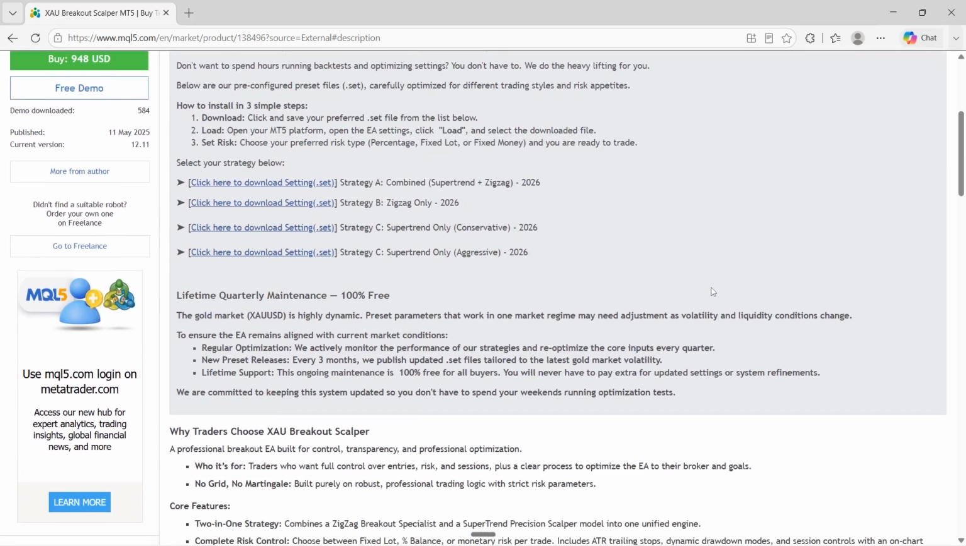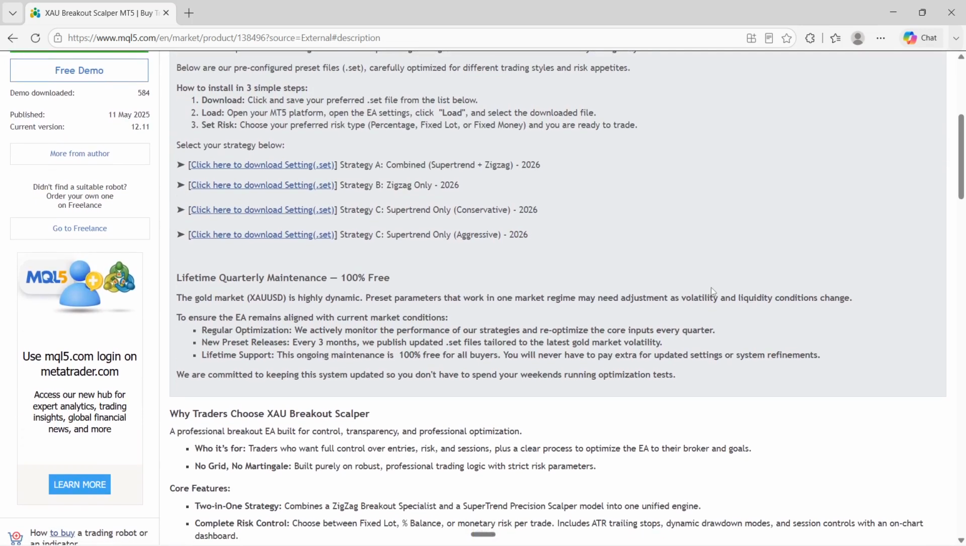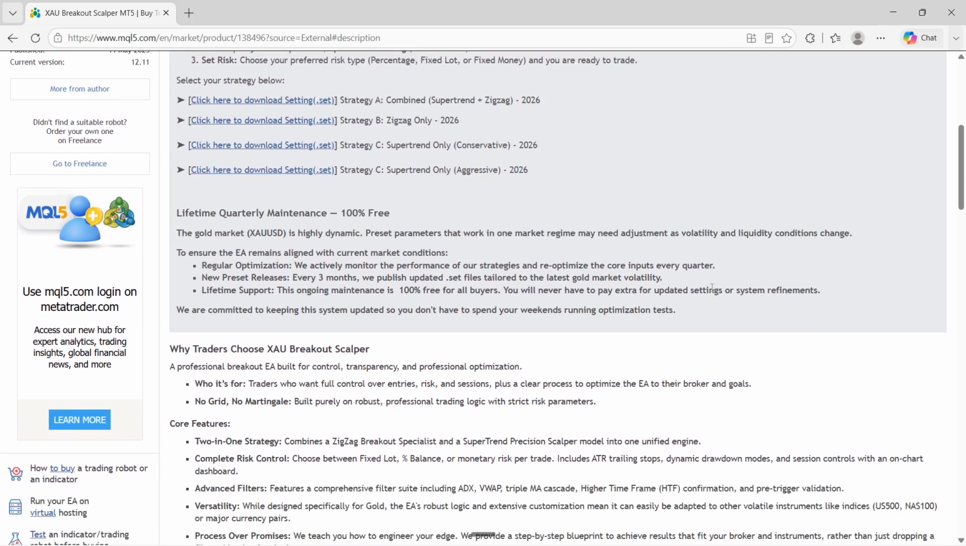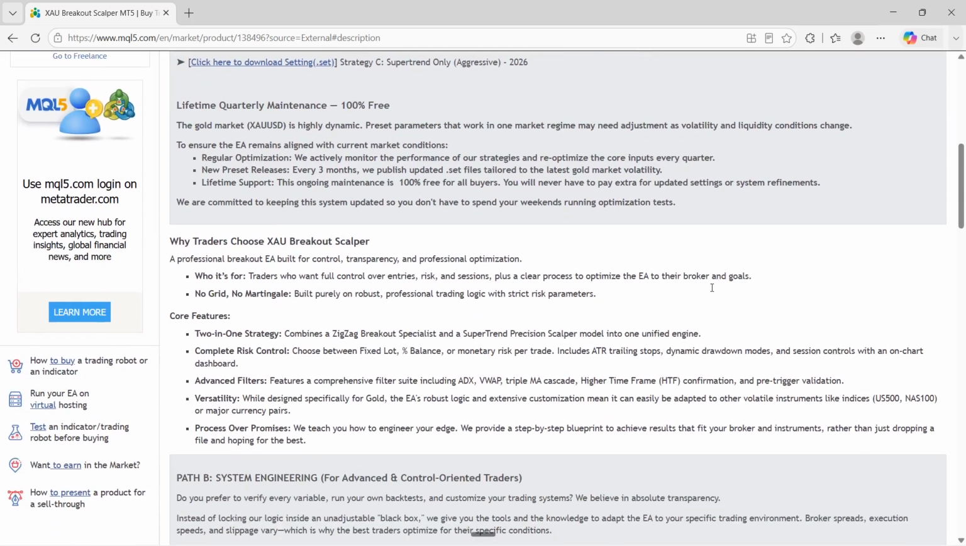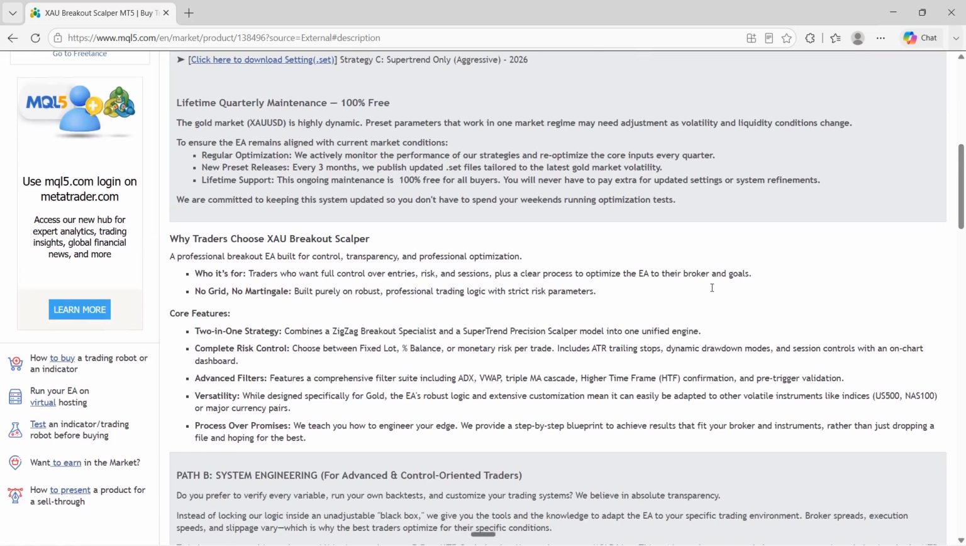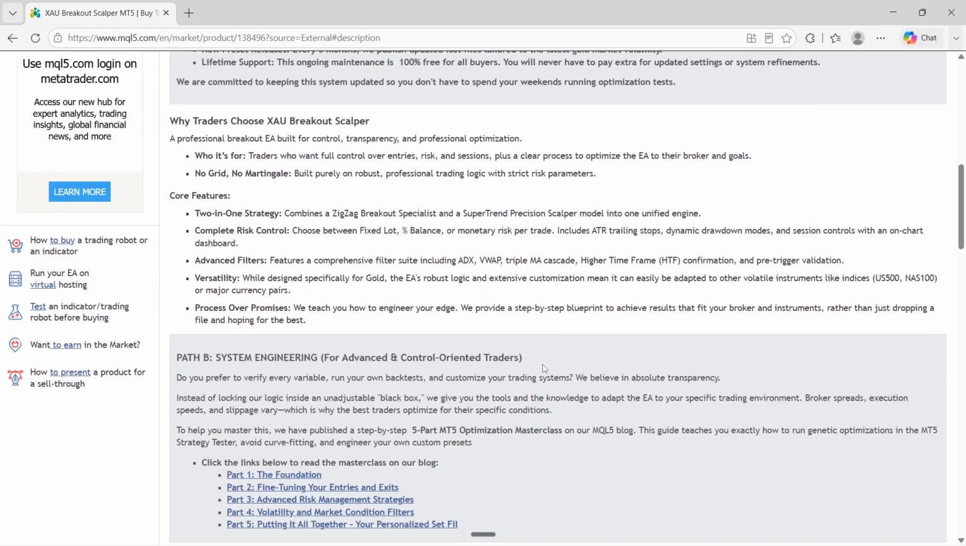Alright, so the EA includes extensive filters such as ADX, VWAP, triple MA cascade, higher time frame confirmation, and pre-trigger validation. Let's see all that here. Risk can be set via fixed lots, percentage of balance, or fixed money, with ATR trailing stops, dynamic drawdown modes, and session controls.